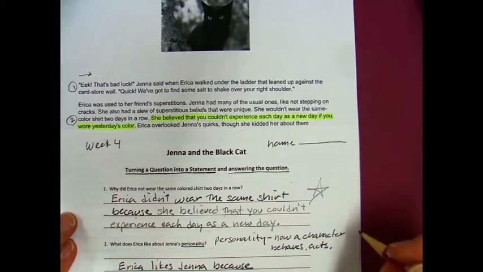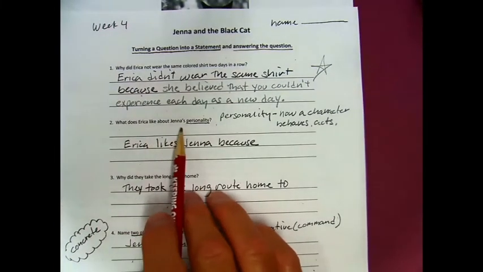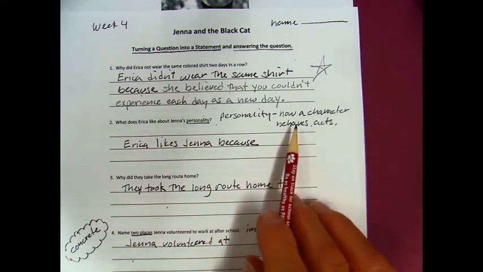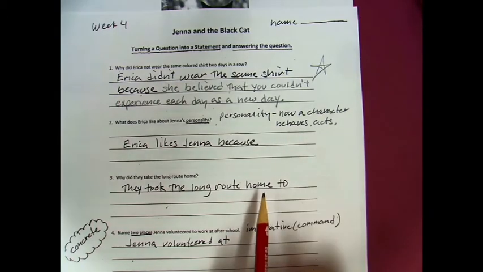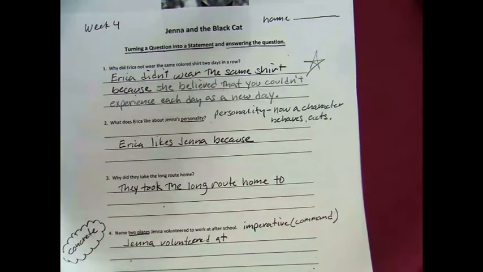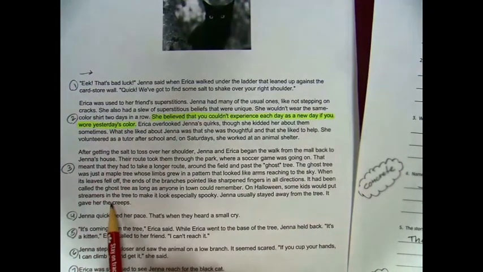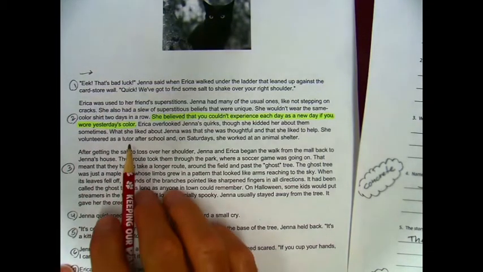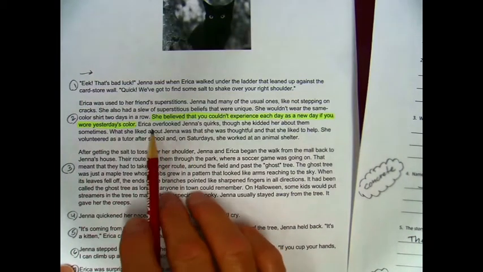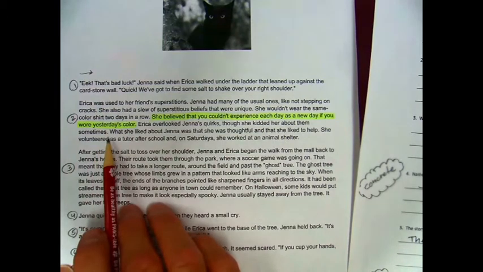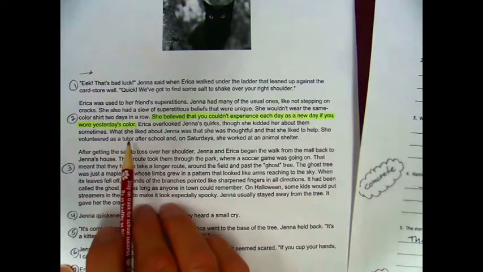What does Erica like about Jenna's personality? We already said her personality was how Jenna, as a character, how she behaves and acts. What does Erica like about Jenna's personality? Not going to be in paragraph 1. It looks like it's going to be in paragraph 2 again. Let's see, she overlooked Jenna's quirks, though she kidded her about them sometimes. What she liked about Jenna was that she was thoughtful and she liked to help.